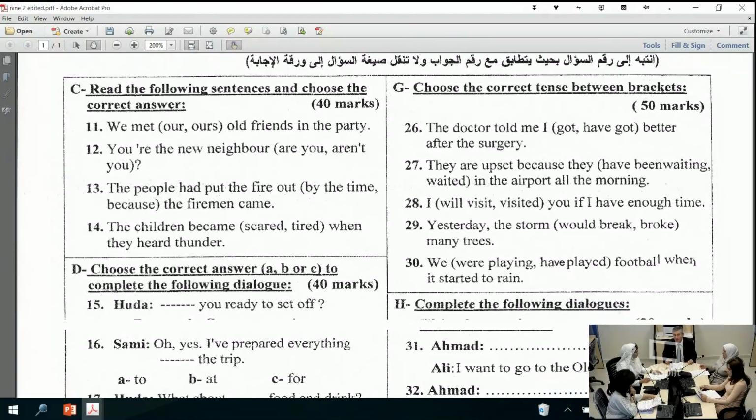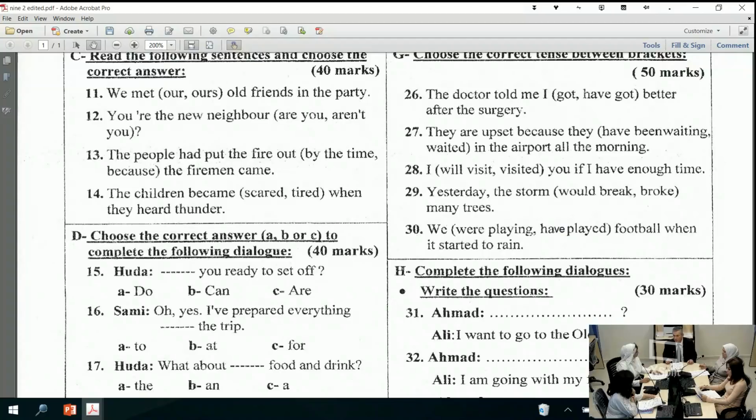The second page is more complicated than the first one because here we need to know about grammar as well as vocabulary. The rubric, Ms. Faizi, read it please. Read the following sentences and choose the correct answer. So we have 2 words between brackets and the student needs to choose one and to write it next to number 11 in the notebook.